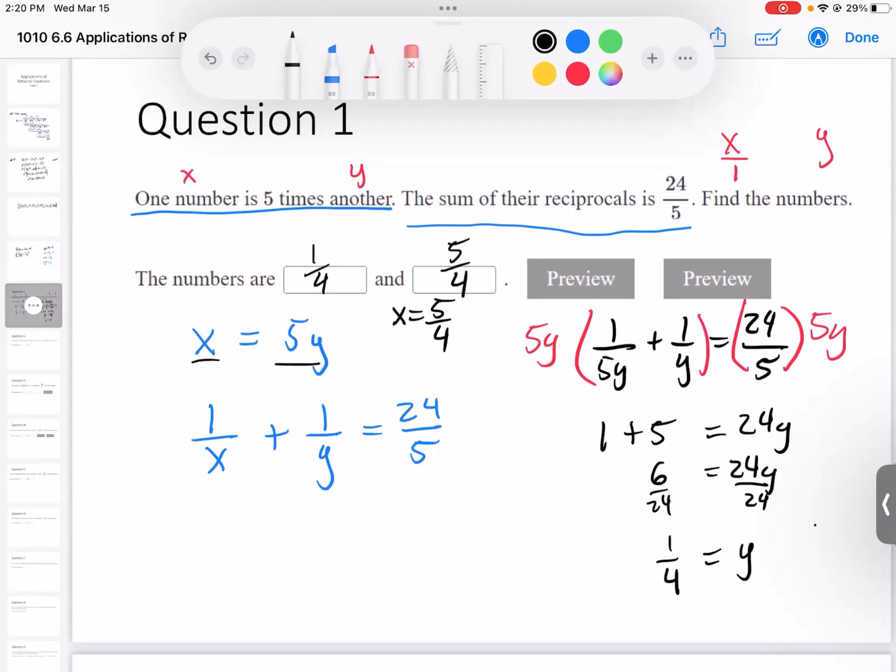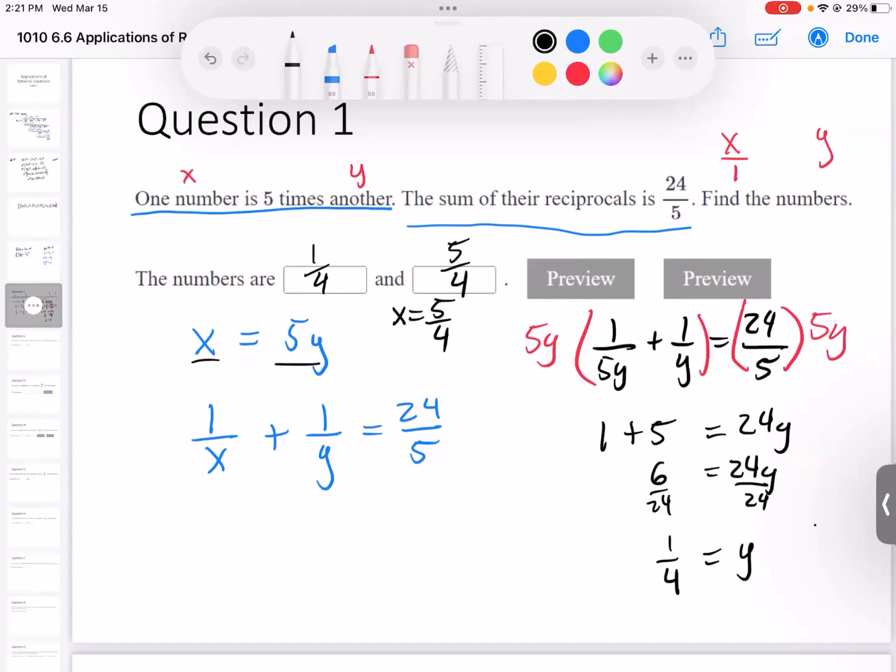Does that make sense? Yep, because I found out that y equals 1/4 and x equals 5 times y. So 5 times 1/4 equals 5/4.